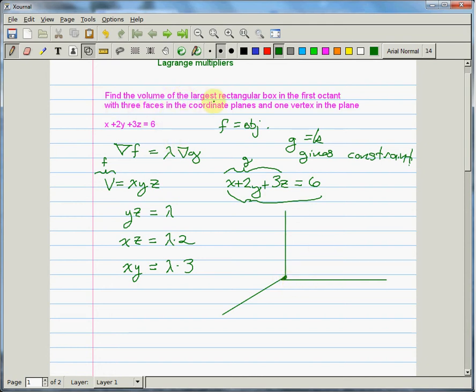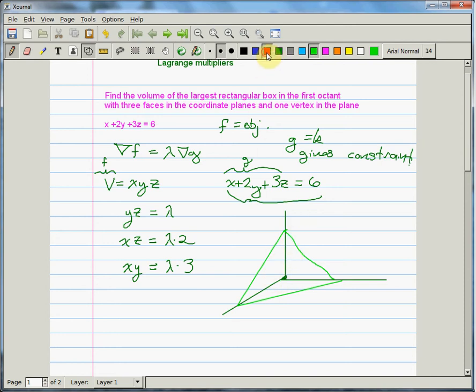So it says find the volume of the largest rectangular box in the first octant with 3 faces in the coordinate planes and 1 vertex in the plane here. Okay, so you can read off from this equation describing the plane that the normal vector for this plane is (1, 2, 3). So you can imagine that vector coming out of the origin, and I don't know exactly what it's going to look like, but it's going to make a plane which is going to be over the first octant, something like this. And so I'm graphing the plane by showing its intersections with the coordinate planes.